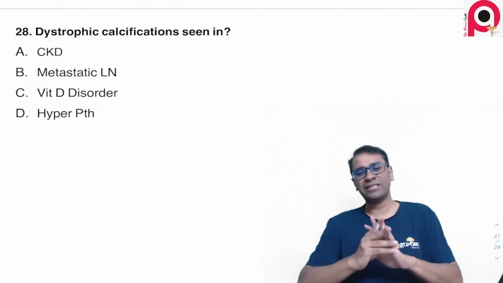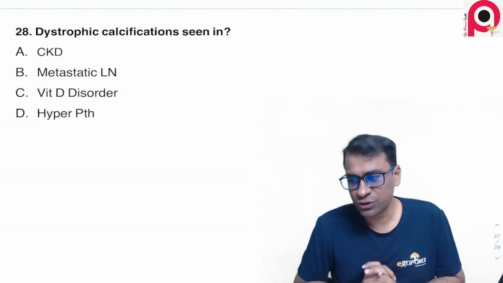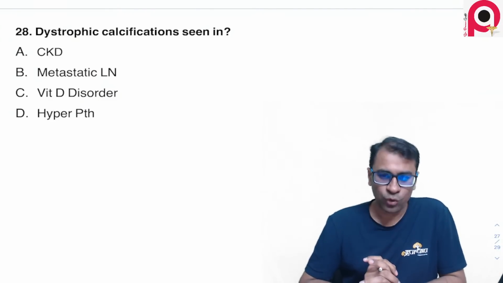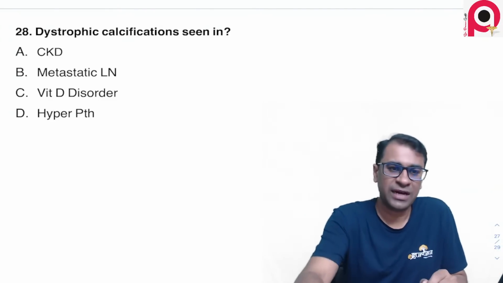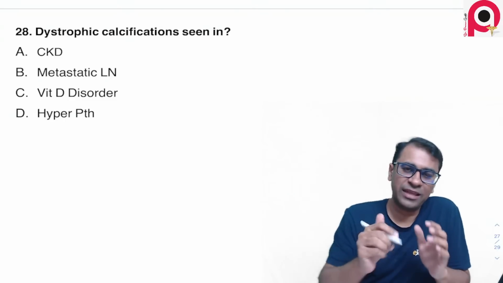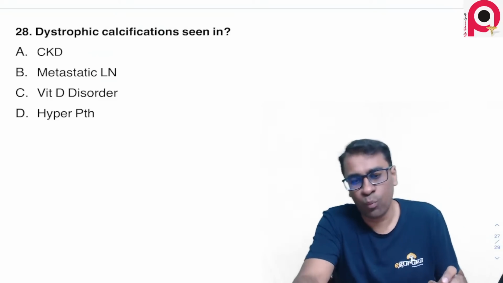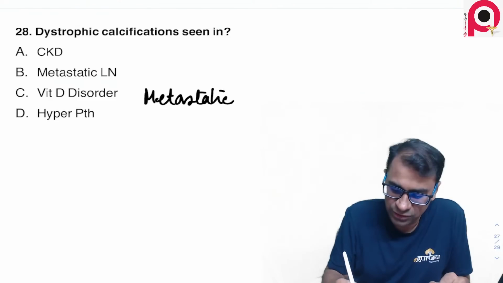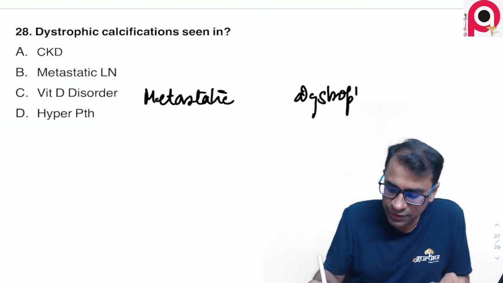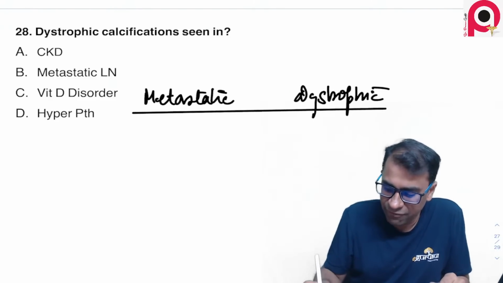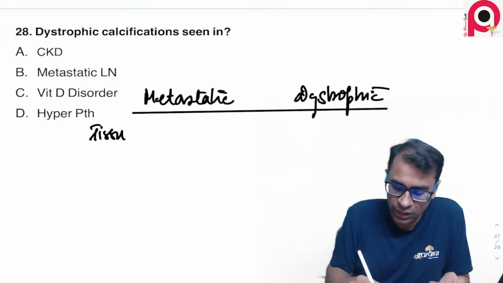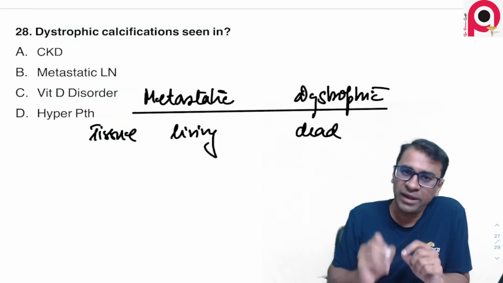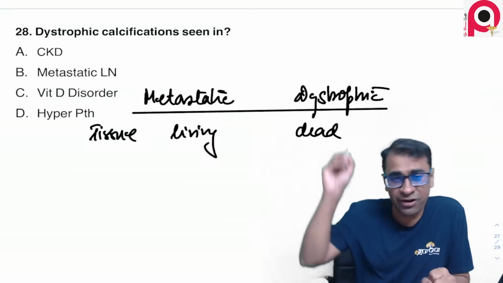Dystrophic calcification is seen in. The basic point here is that you must be able to understand this. There are two types of calcification: one is metastatic and one is dystrophic. The main difference between these two is the tissue where they occur. Metastatic occurs in living tissues and dystrophic in dead tissues. The moment I say dead tissue, only one possible answer fits this case.